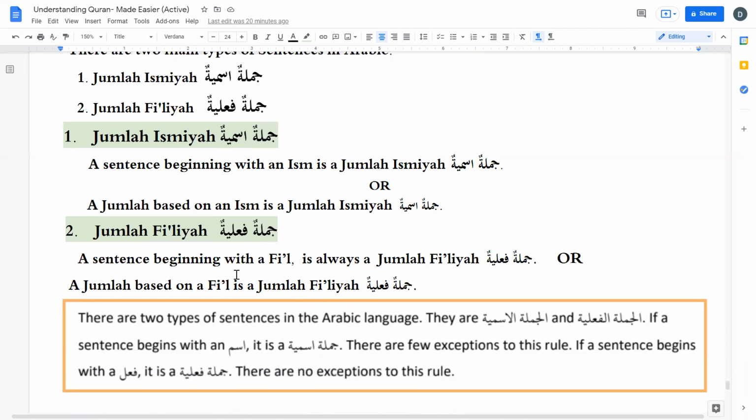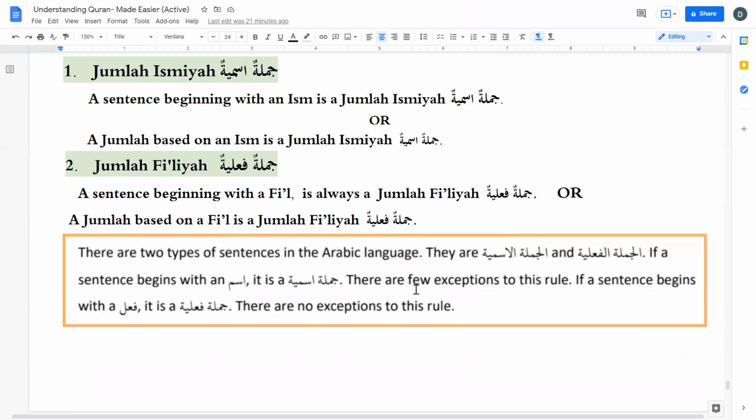And a sentence beginning with a fail is always a Jumlah Fi'liyah. So if you see a sentence and there is a fail in the beginning, then it is 100% a Jumlah Fi'liyah. There is no exception. Or simply you can say that a Jumlah based on a fail is Jumlah Fi'liyah. So these are the definitions.